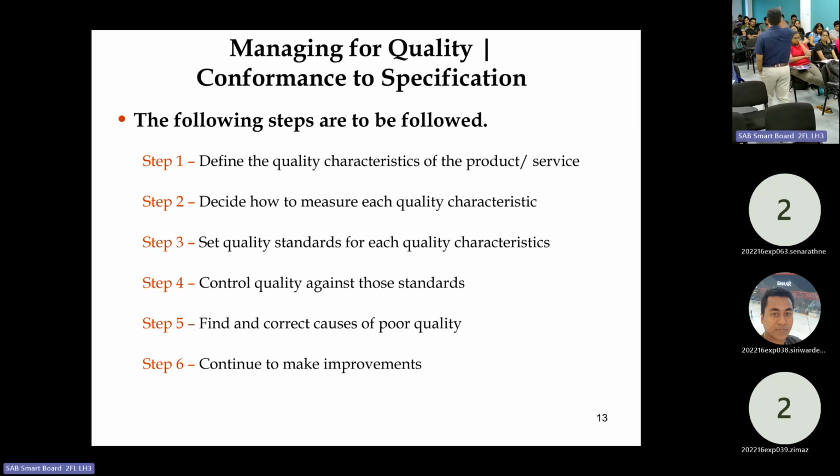It should come from the top. There should be a concern from the top management and a proper management approach for that. That management approach is required to control the quality against those standards and then, in case there are poor quality issues or defectives, they are responsible for finding the causes and correcting them and thereby enhancing the quality. And keep doing it and thereby ensure the quality. That is conformance to specification.